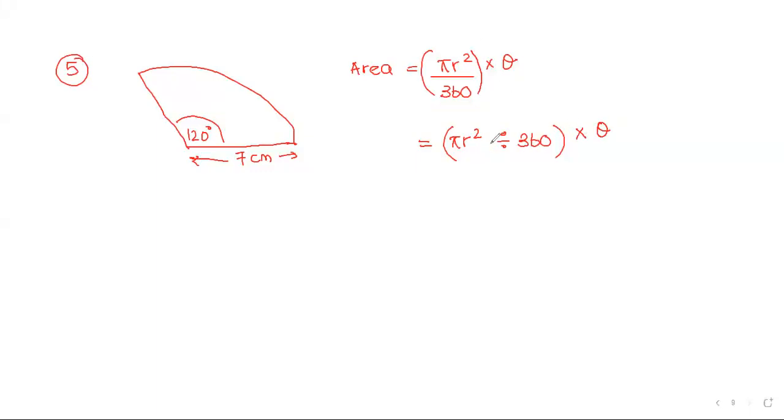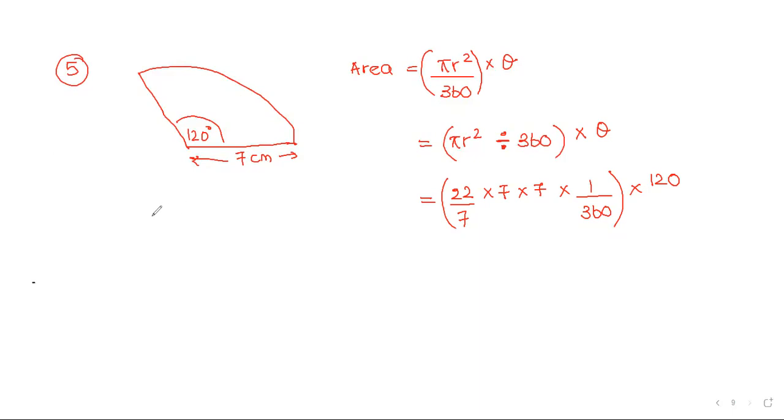Okay, then we will substitute the values now. π is 22 over 7 and here it is 7 and another 7. Instead of this division, now I write the multiplication. Then 1 over 360, right? That the whole thing I want to multiply by theta, that is 120, right? Now we'll see how we can simplify this.